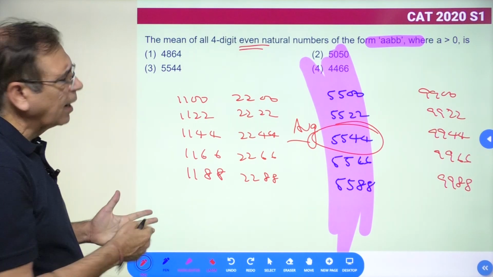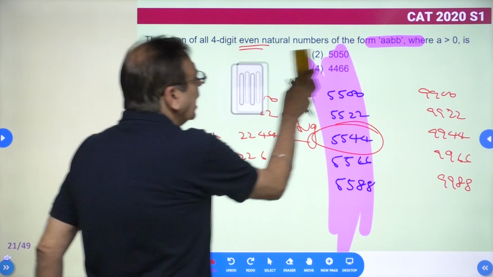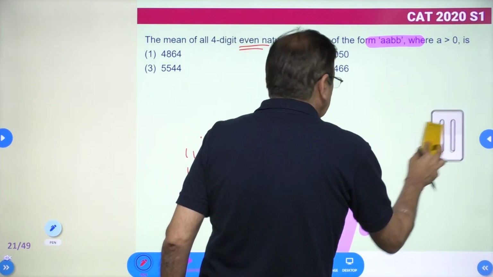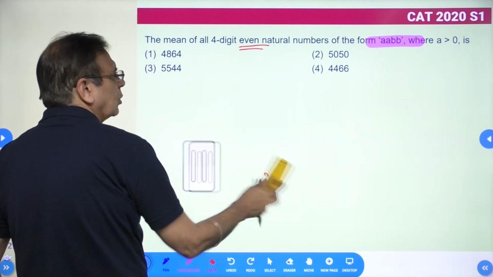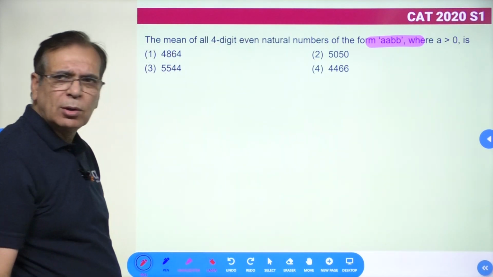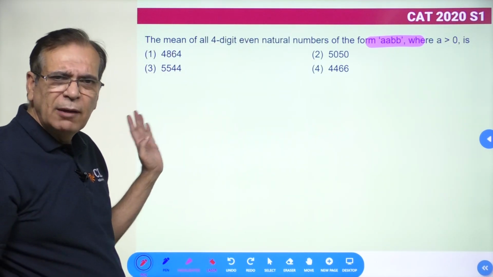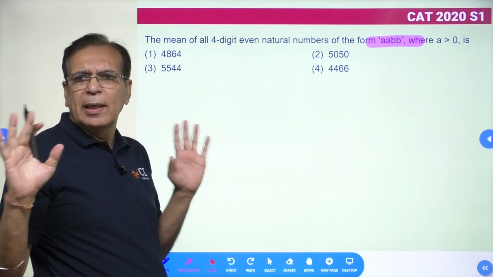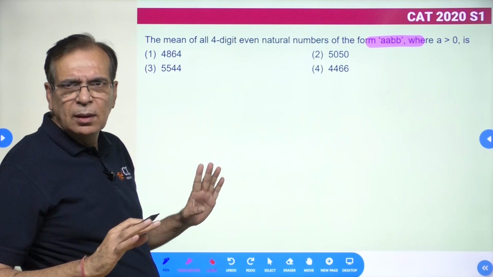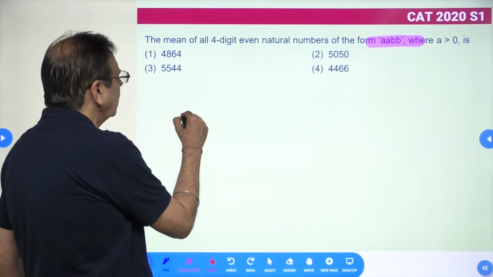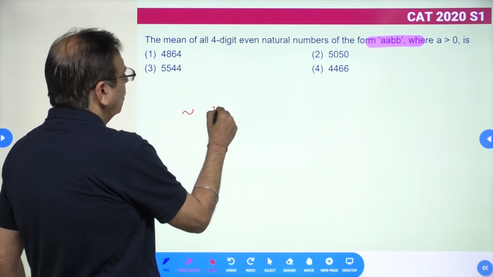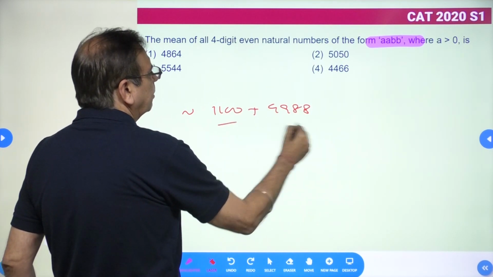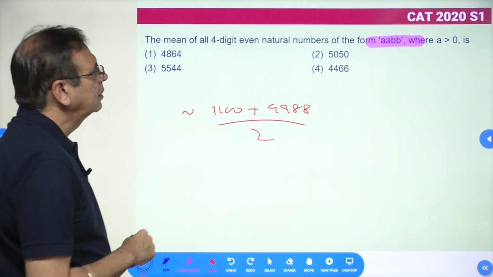Okay? Even otherwise, if you say that you don't know whether it's an arithmetic progression or not, let me assume you are not able to make out whether it's an arithmetic progression or not. Ask yourself, are the choices close? The answer is no. If the choices are not close, your answer should be somewhere around the midpoint. 1100 plus 9988 divided by 2. It should be around that. That's all.